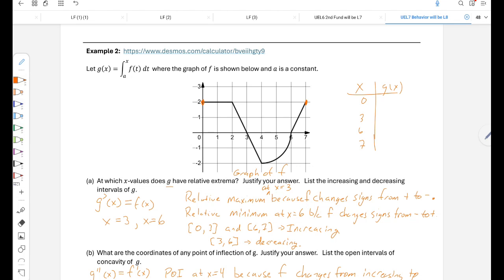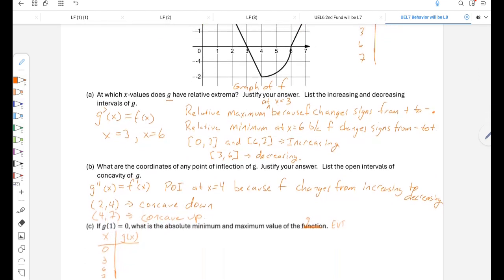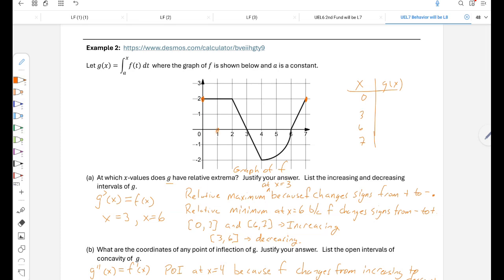And we know that the G of 1 is 0. Yep. So our starting point for our accumulation function is here. So what is the G of 0? -2. There were 2 units of area. They were above the line, but we're going backwards from 1, so that is -2. G of 3 is 3. I agree. And that is because there are 2 units of area here and 1 unit of area there.